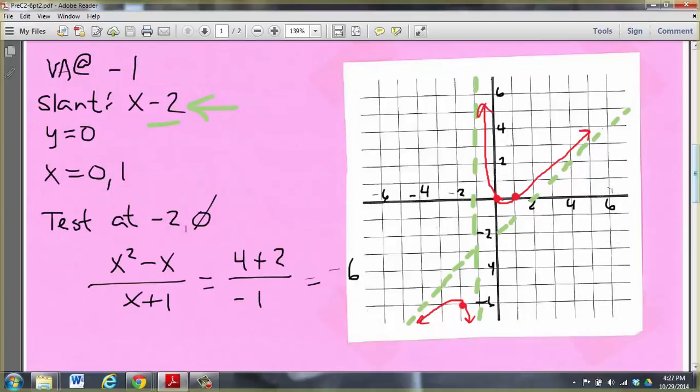So very little difference between these and the other ones that we were working on, just that the asymptote happens to be at a slant now. So let's try a couple more examples.